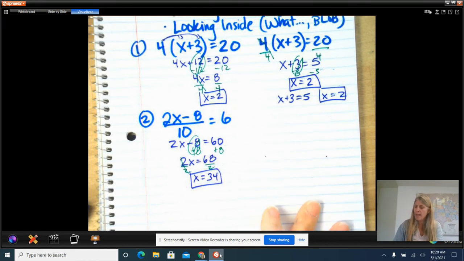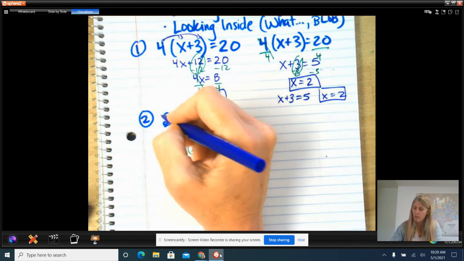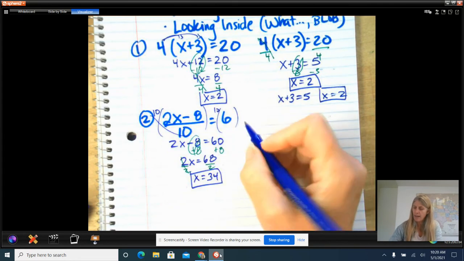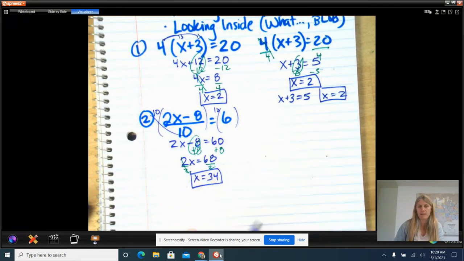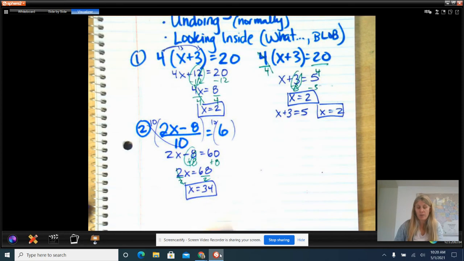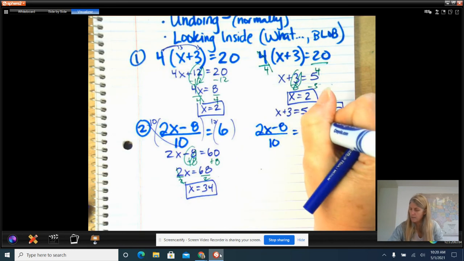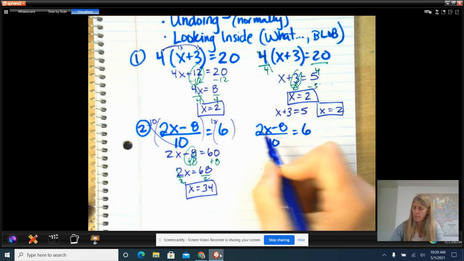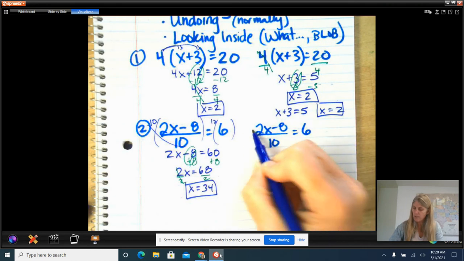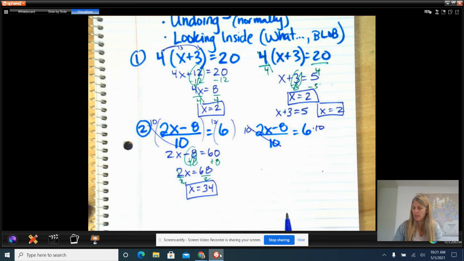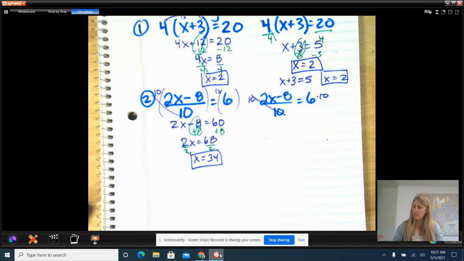I could also do fraction busting. I can multiply both sides by the common denominator, which is 10, and I also get 2x minus 8 is equal to 60. I could also just undo and solve normally. For 2x minus 8 over 10 is equal to 6, I would start by multiplying 10 to both sides. That cancels out, and once again I end up with 2x minus 8 equals 60. So once again, lots of different ways we can solve.